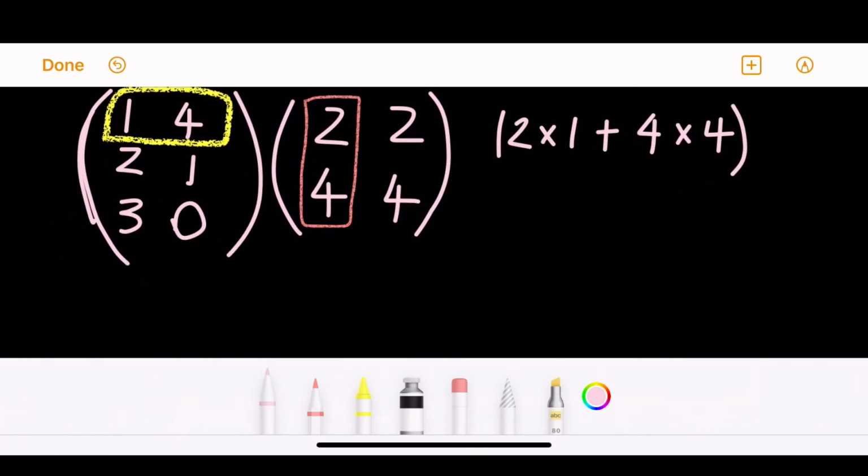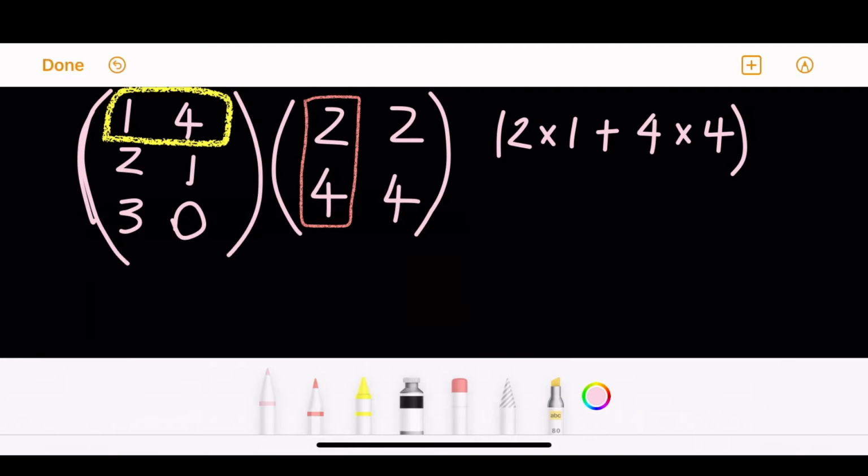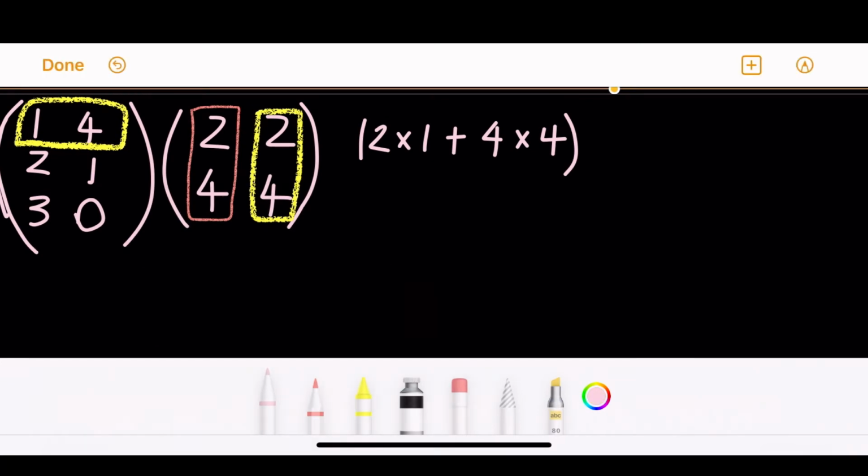Alright, now this is the first number of our matrix, and the second number we would multiply. Still again, we have 1, 4 as our row, but our column will change now. We will get this column. So this column with still this row. So 1 times 2 plus 4 times 4. I'm going to put it in a bracket.